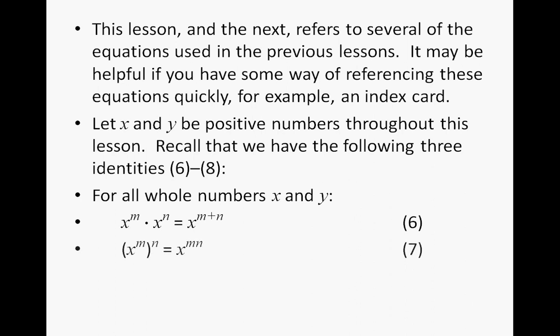And equation 7 is the raising a power to a power, so x to the nth power raised to the nth power is just a multiplication of the exponents. And again, it could be 0 or any positive integer. And that is going to be equation 7. And then our last one is the product of two factors, x and y, raised to a power, is the same as if we raise each of those factors to the same power.